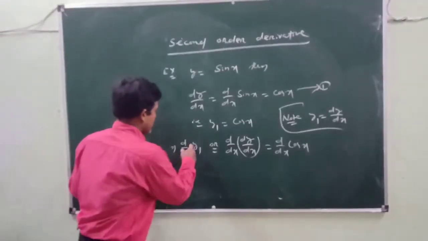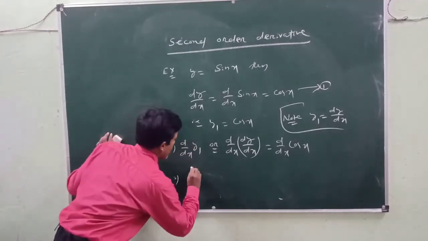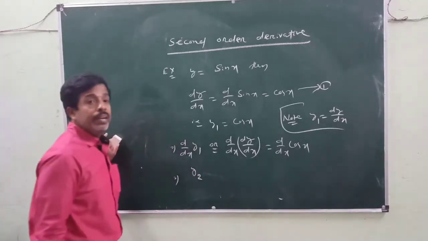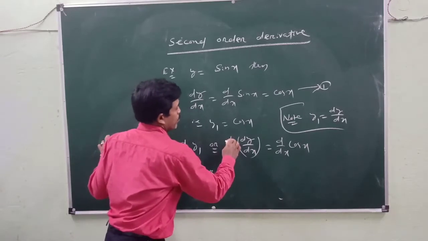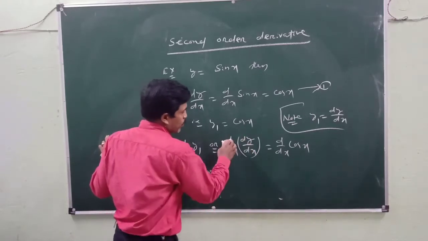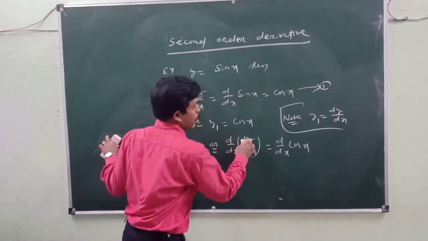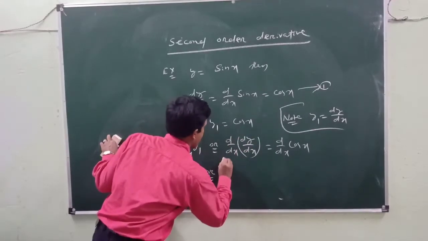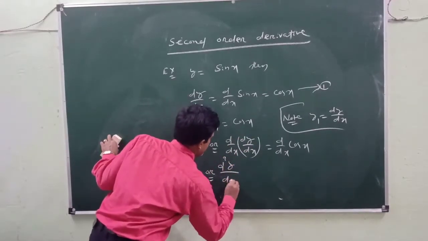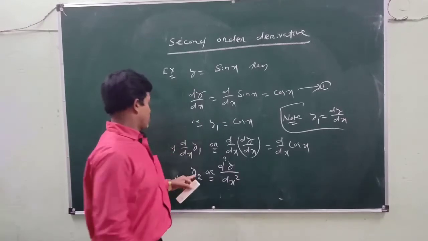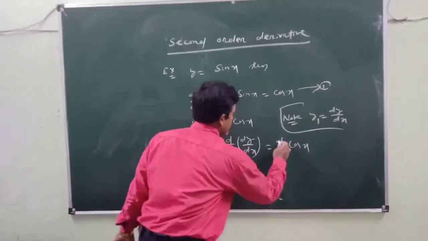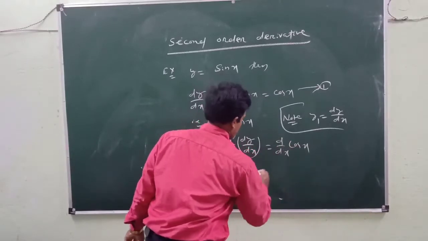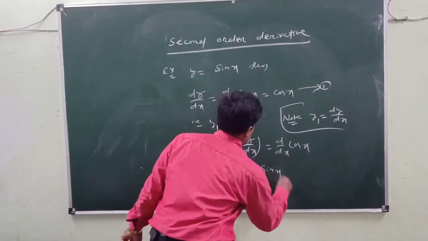You also remember the derivative of first order will be called the second order derivative. That means d by dx of y1, I also write it y2, or d by dx of dy by dx, that means d square y by dx square. These two are the same, y2 same as d square y by dx square. So its value will be the derivative of cos x with respect to x, equal to minus sin x.